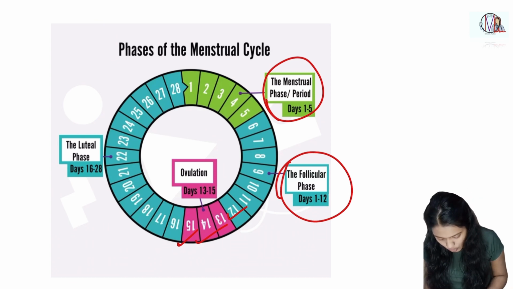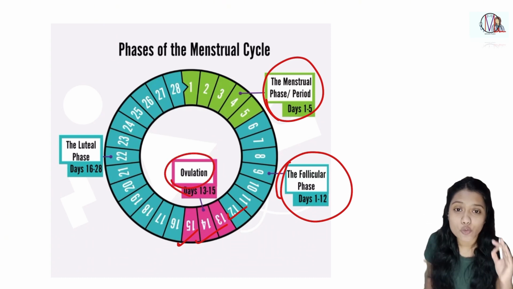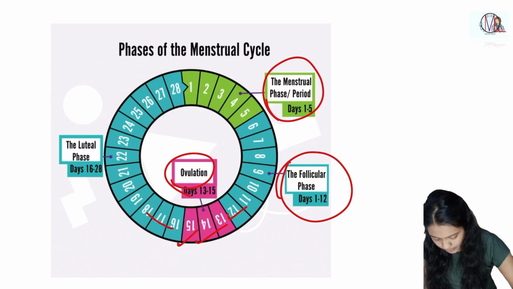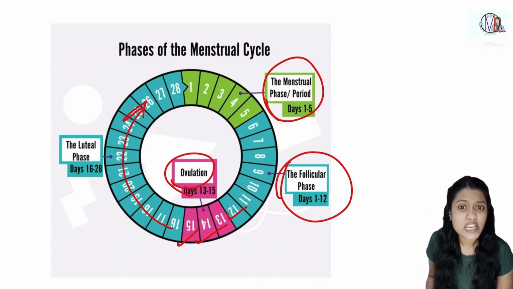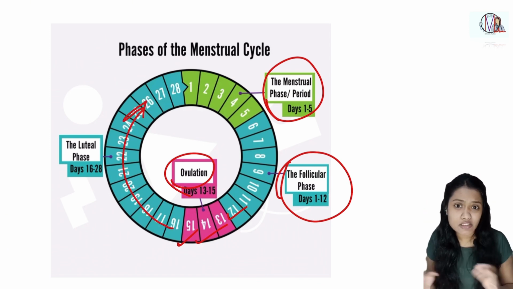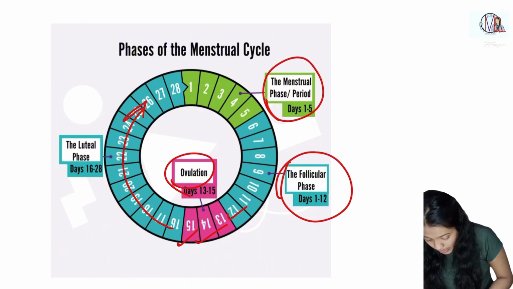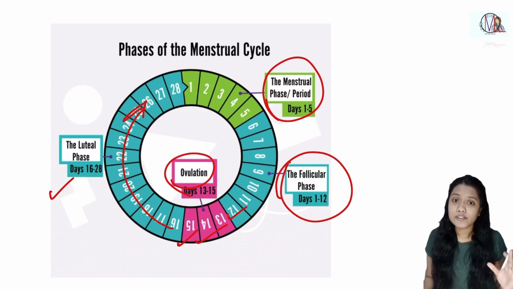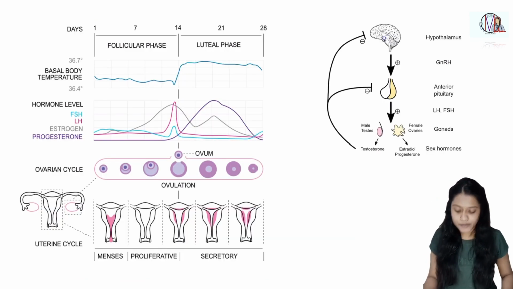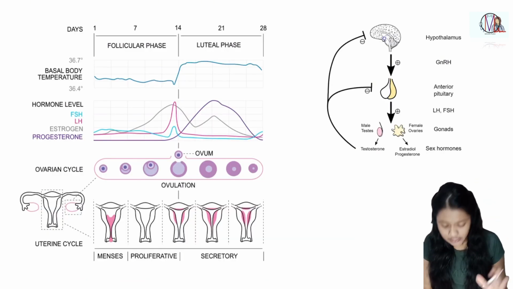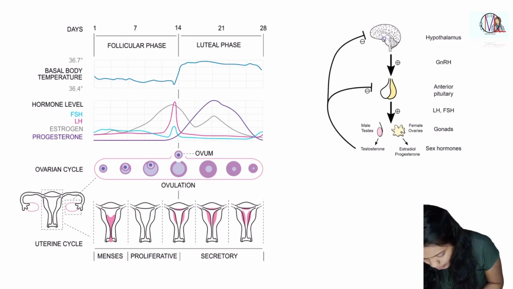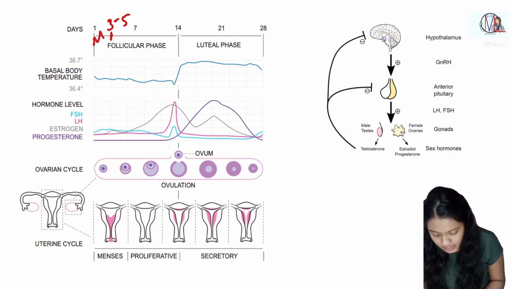Then occurs the ovulation. Once this ovulation occurs, the luteal phase starts and it is a constant phase. The follicular phase may depend on different women, but this luteal phase is a constant phase. Now let's start. First of all, with this graph, look here, from day 1 till day 3 or 5, it is the menstrual phase. Then comes the follicular phase and the luteal phase.